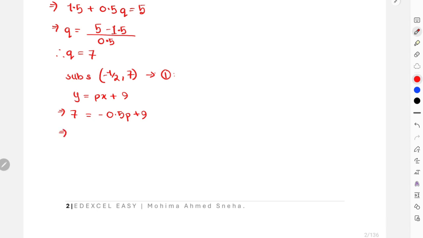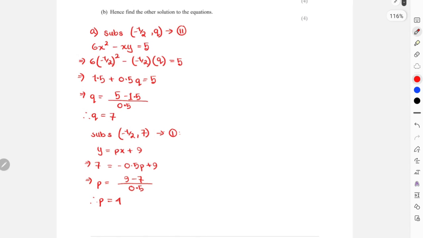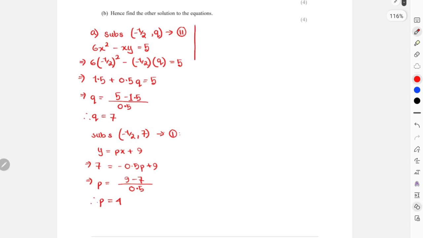And then again, the similar concept, you just have to make p the subject. That will be (9 minus 7) over 0.5. And this one turns out to be 9 minus 7, over 0.5, which is 4. So the value for p is also an integer, right? So p turns out to be 4. Then again, this was just the solution for part A, where they asked you to calculate the values for the letters p and q.